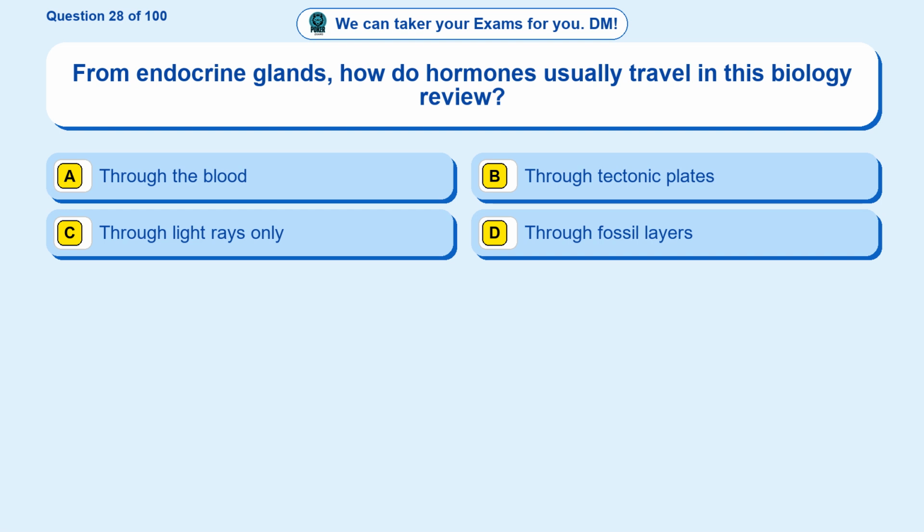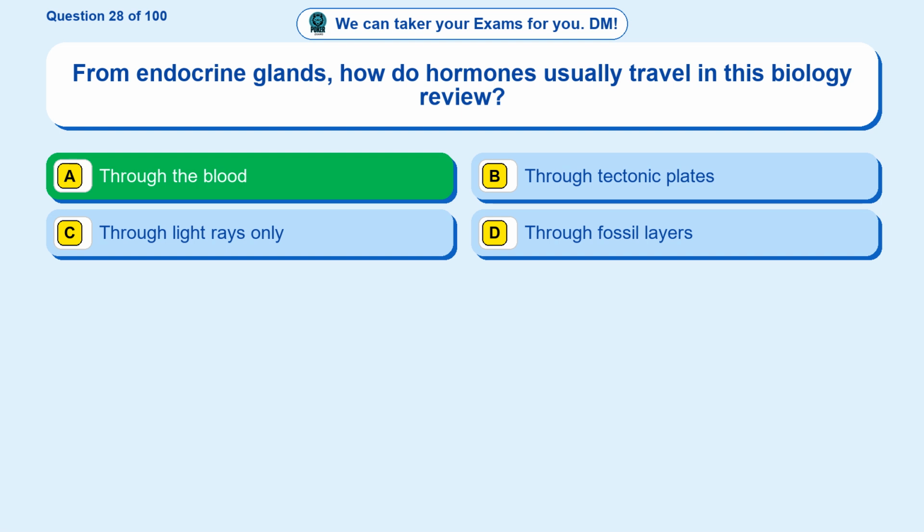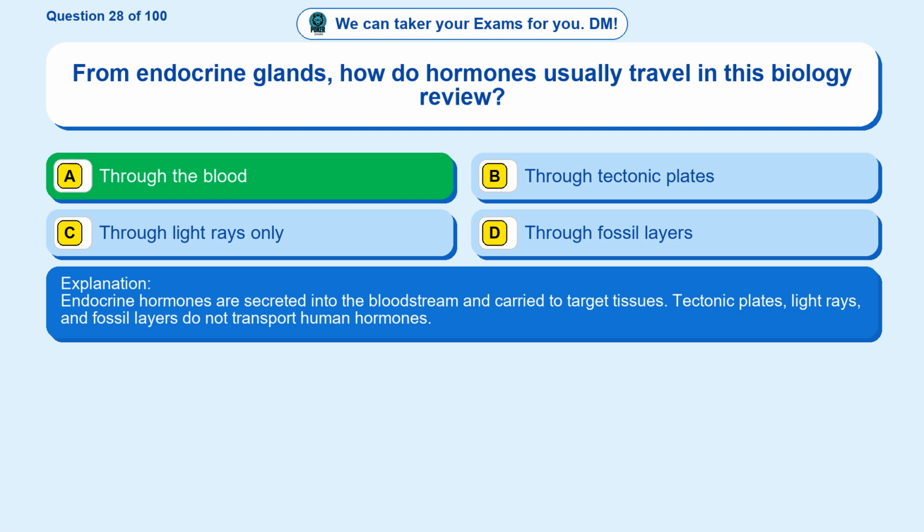Question 28. From endocrine glands, how do hormones usually travel in this biology review? Option A. Through the blood. Option B. Through tectonic plates. Option C. Through light rays only. Option D. Through fossil layers. The correct answer is option A. Through the blood. Endocrine hormones are secreted into the bloodstream and carried to target tissues. Tectonic plates, light rays, and fossil layers do not transport human hormones.